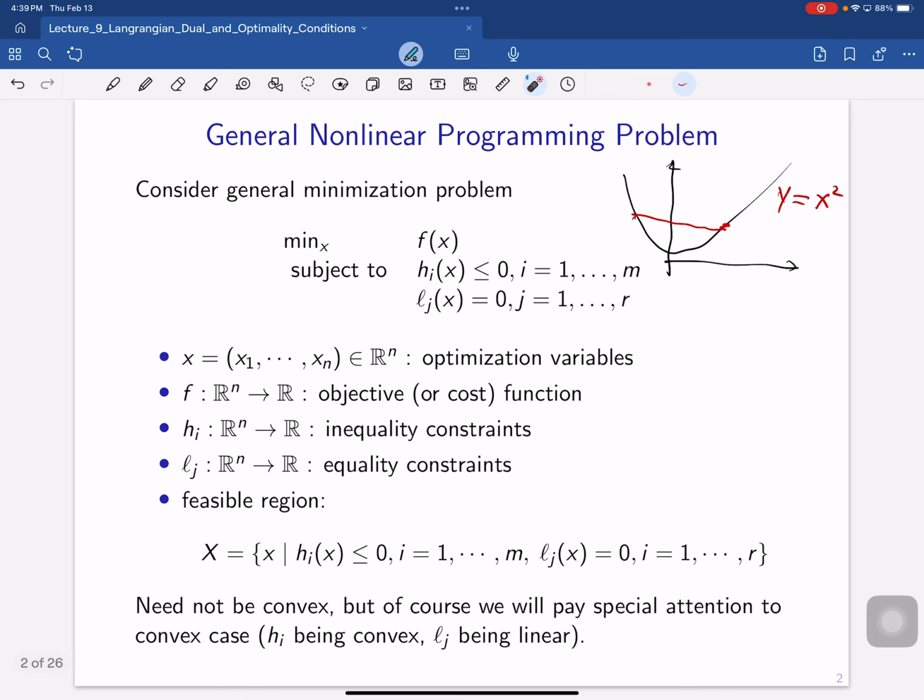It's literally saying the only region that's viable is the curve. Yeah, exactly. So that's why intuitively the equality constraint has to be linear. Okay.